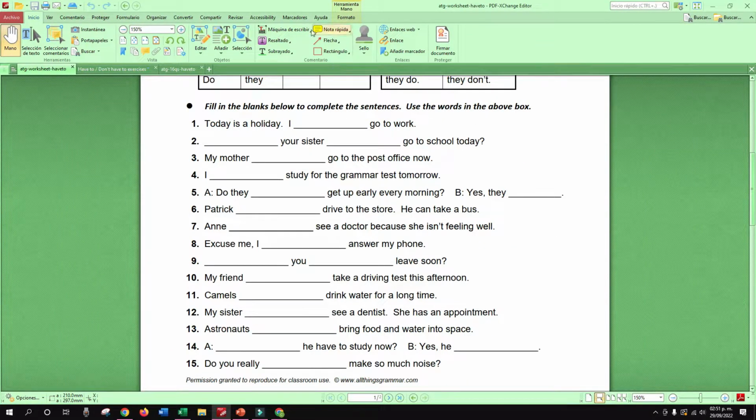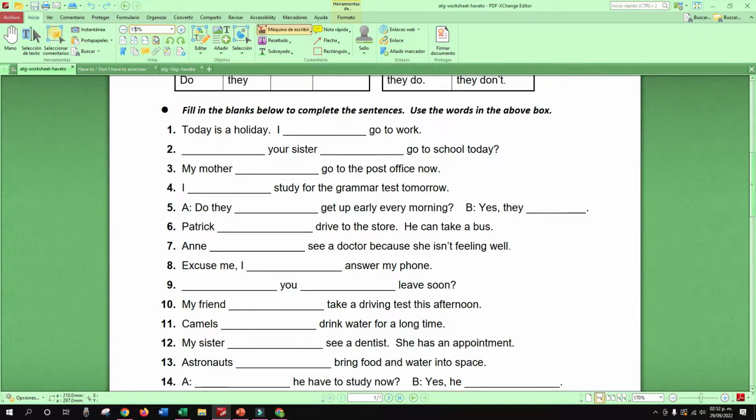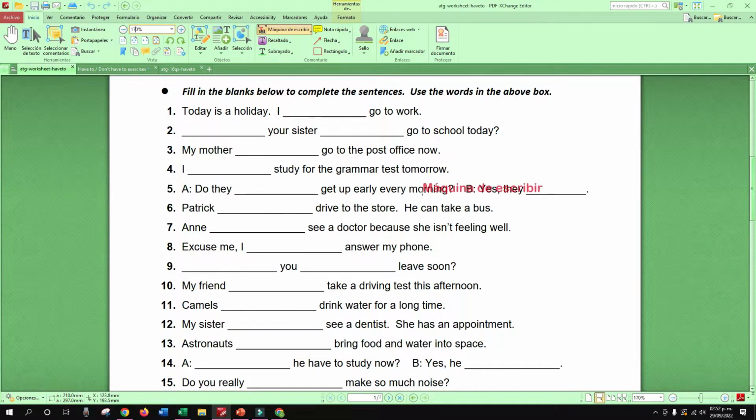do this. Okay. In the first one you have, today is a holiday. I go to work. In this case, guys, which one are you going to use? Have to or has to? Which could be the answer there? Have to or has to? ¿Cuál sería la respuesta, jóvenes?